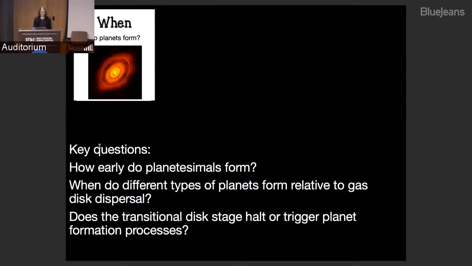So when do planets form? We want to know how early planetesimals form. When do different types of planets form relative to the dispersal of the gas disk? Does the transitional disk stage halt or trigger planet formation processes?